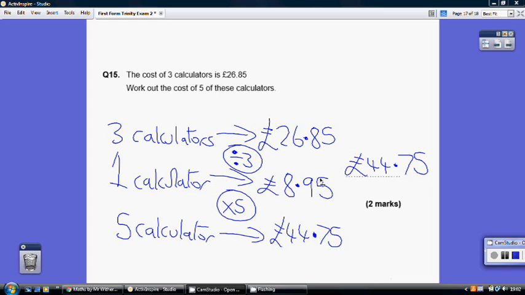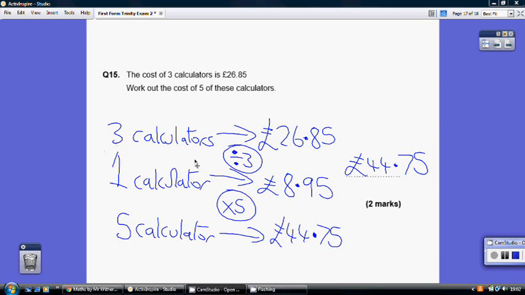Question 15. Now I said earlier on, I think it might have been question 7 though, I might be wrong, that the basic algebra is ever so important, but really this is fundamental to maths. You've got to have a feel for proportion. So if you know how much 3 calculators cost, you've got to be able to in your mind have a thought process to work out how much 5 cost. And to do this, just always go back to what 1 costs.